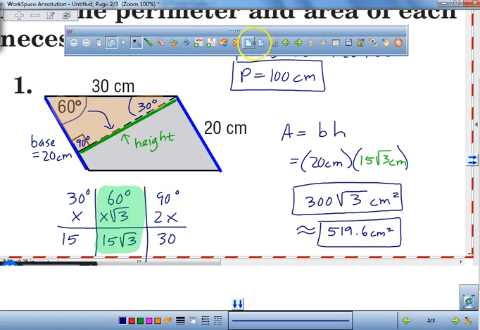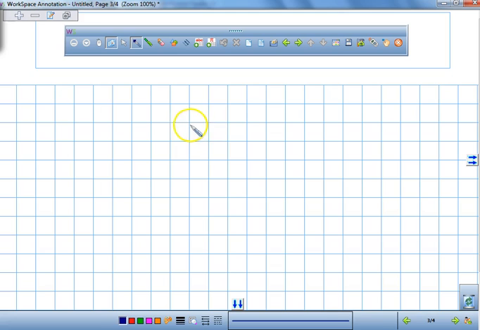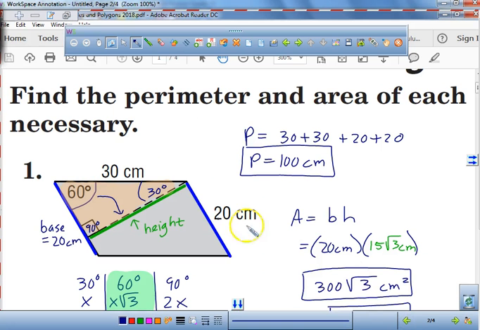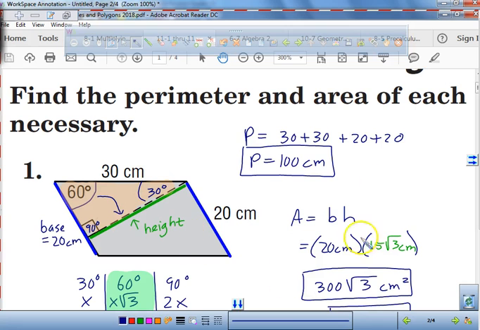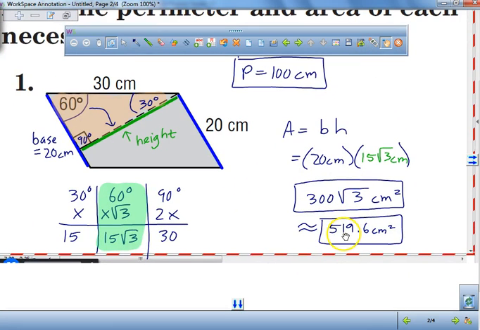Now what does a square centimeter look like? Imagine if you had a square that was a centimeter by a centimeter. This square right here is called 1 centimeter squared. So how many little square centimeters does this have inside of it? Pretty much close to 520 square centimeters is how many centimeters squared fill up that space.